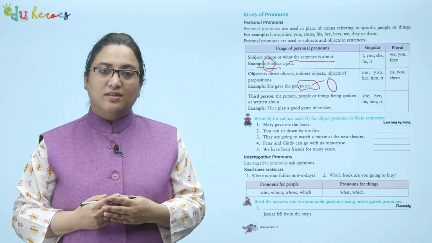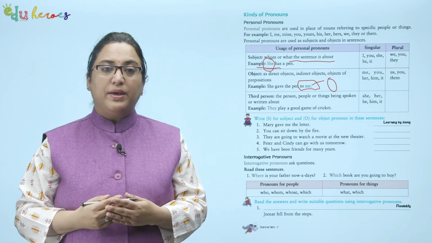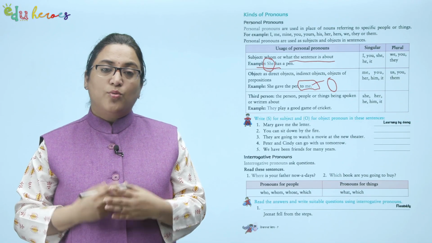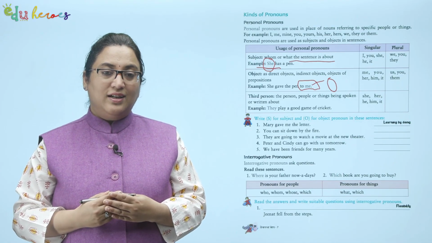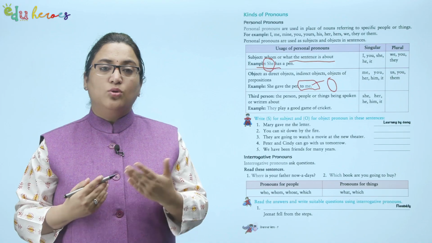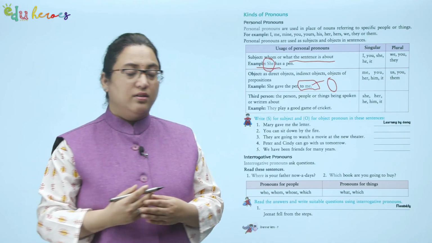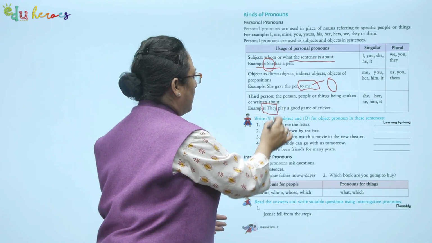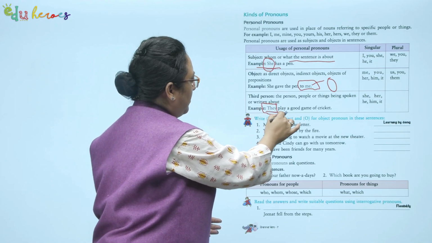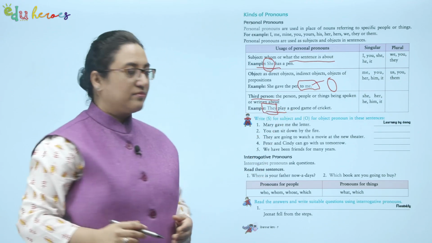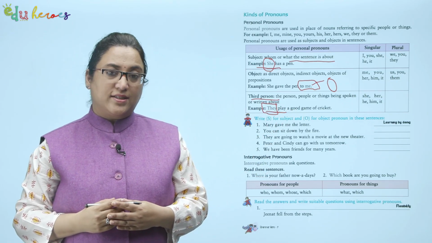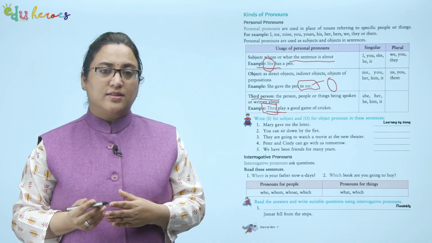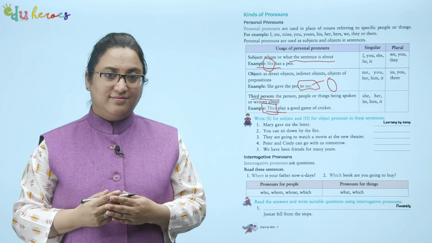The third person: the person, people or things being spoken or written about. We are talking about those people or writing about those people. Like, they play a good game of cricket. Here, they is acting as a subject but in third person. Try out the exercise given here to figure out if the pronoun is acting as a subject or an object.